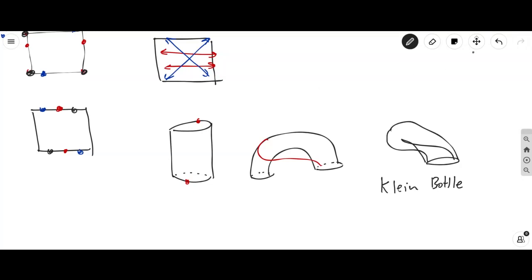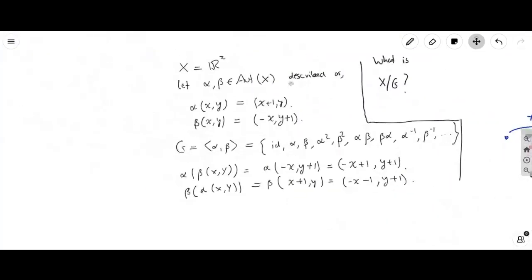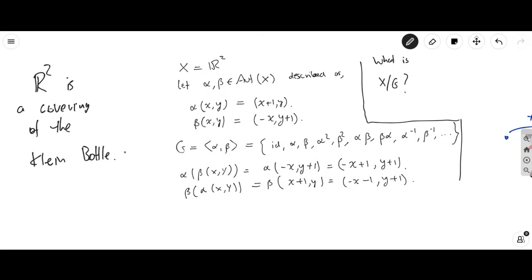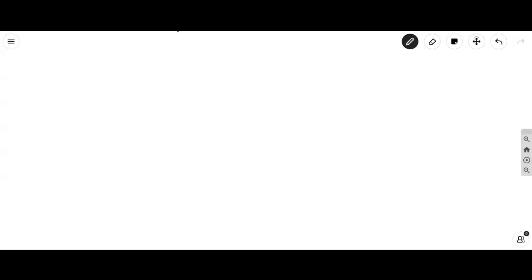So we just produced an example. So this shows that R2 is a covering of the Klein bottle. So this is a more interesting example. And let's finish with one more example. So let's say that X is S2. So this is the two-dimensional sphere.